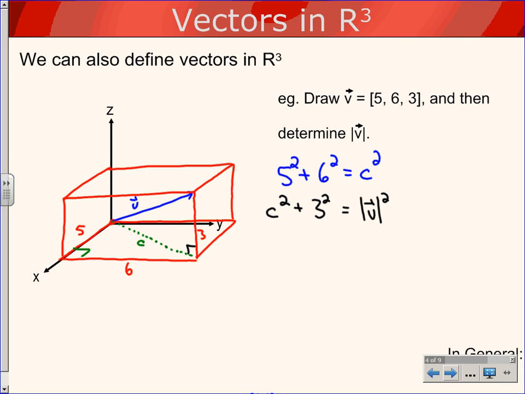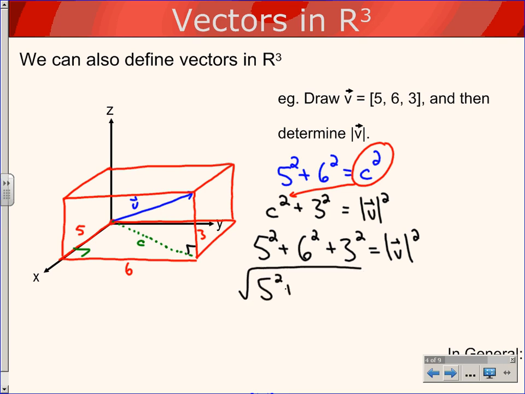Well, what's interesting then is that I can take the c squared back here, which I said I wasn't simplifying for, right? I'm going to substitute it right there. And so really what we've got is this three-dimensional version of the Pythagorean theorem. So the magnitude of v is equal to that, which I think I get square root of 70 for the magnitude of v.